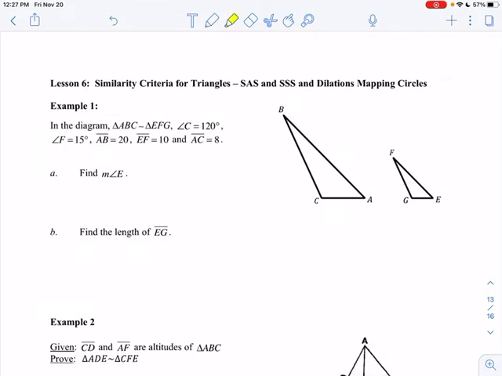So in this first example, my triangles are similar to each other. Now if they're similar, that means that the angles are congruent, and that means that the sides are in proportion. So we're going to do a little bit of each with this problem. So let's fill in what I know.